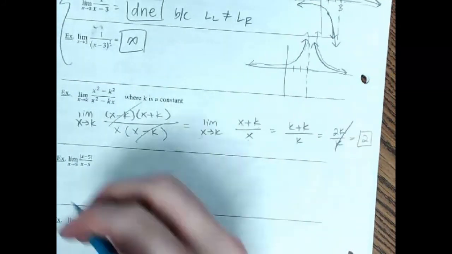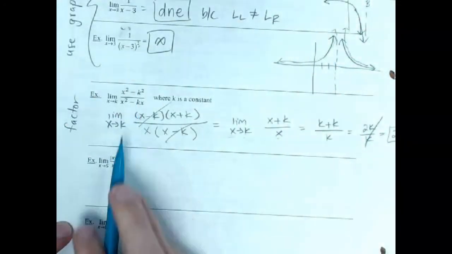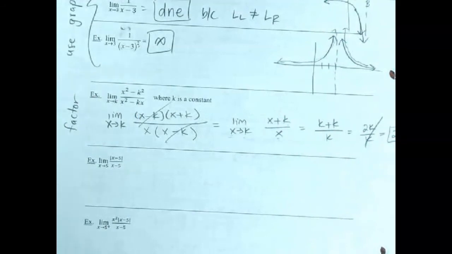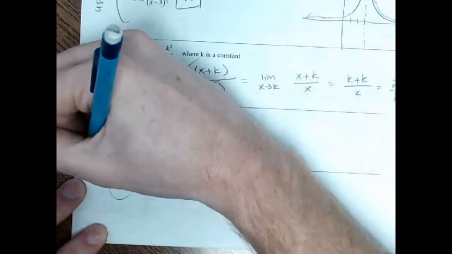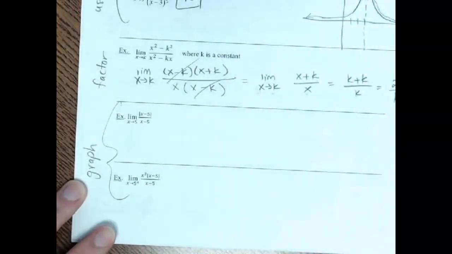Okay, so that one was also factor. It was a little bit weirder because it had a k in there instead of a number plugged in, but you should still be able to get it. And then these last two are also going to be things where, hey, you may just want to use the graph to help yourself get the answer.